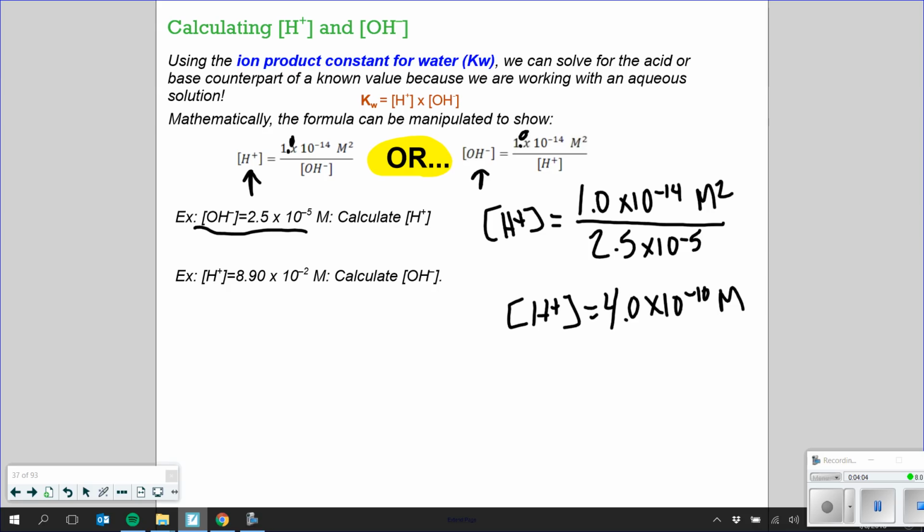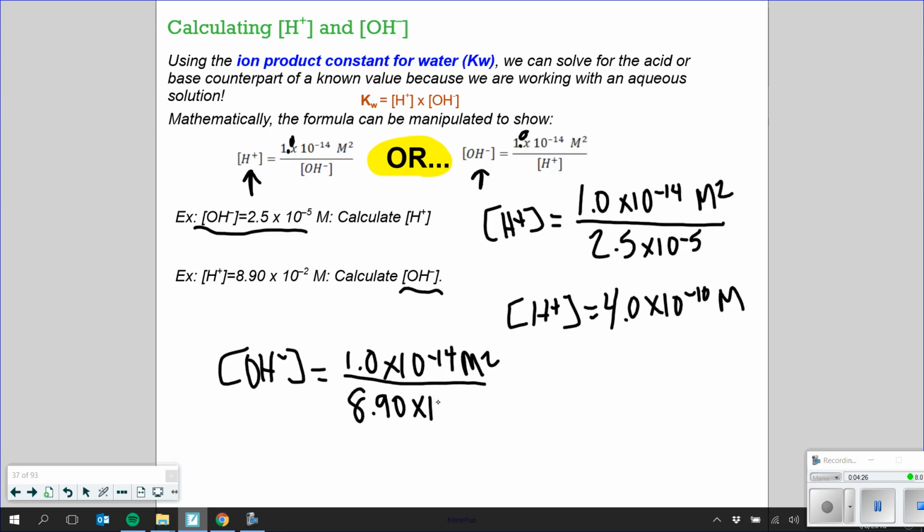Likewise, I can do it the other way. If I'm given my hydrogen ion concentration, I can calculate my hydroxide by rearranging it the other way. So I take my 1.0 times 10 to the negative 14th, and in this case, I divide it by my hydrogen ion concentration. And I get a hydroxide ion concentration of 1.12 times 10 to the negative 13.